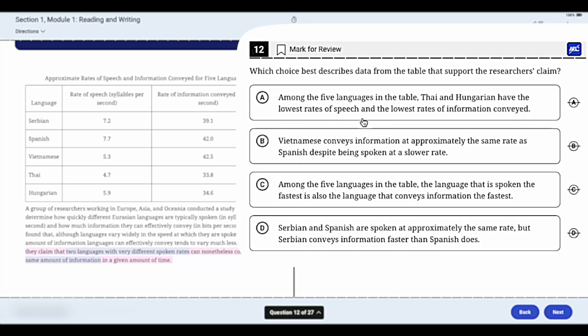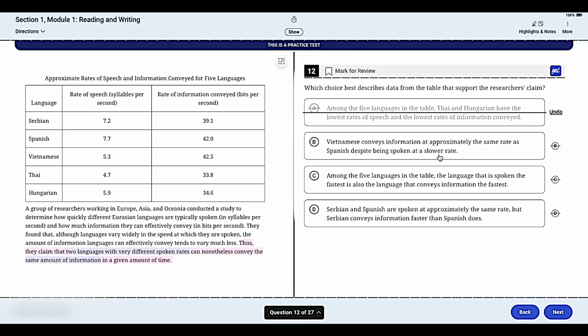Okay, so I'm not even going to look at the chart because it's talking about a low rate meaning low information, but we're trying to figure out, can different rates have the same amount of information? So that just goes against the claim, so we get rid of it. Vietnamese conveys information at the same rate as Spanish, despite being spoken at a slower rate. So that could be true.